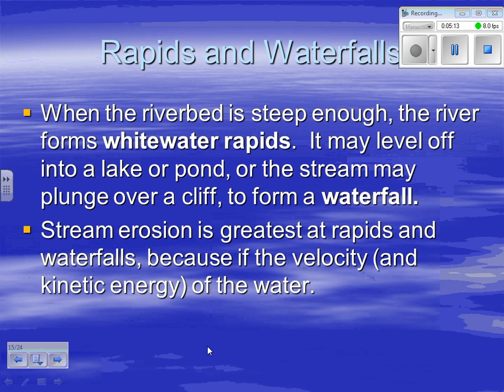Rapids and waterfalls. When a riverbed is steep enough, the river forms whitewater rapids. It may level off into a lake or a pond, or the stream may plunge over a cliff to form a waterfall. Stream erosion is greatest at rapids and waterfalls because of the velocity and kinetic energy of the water.